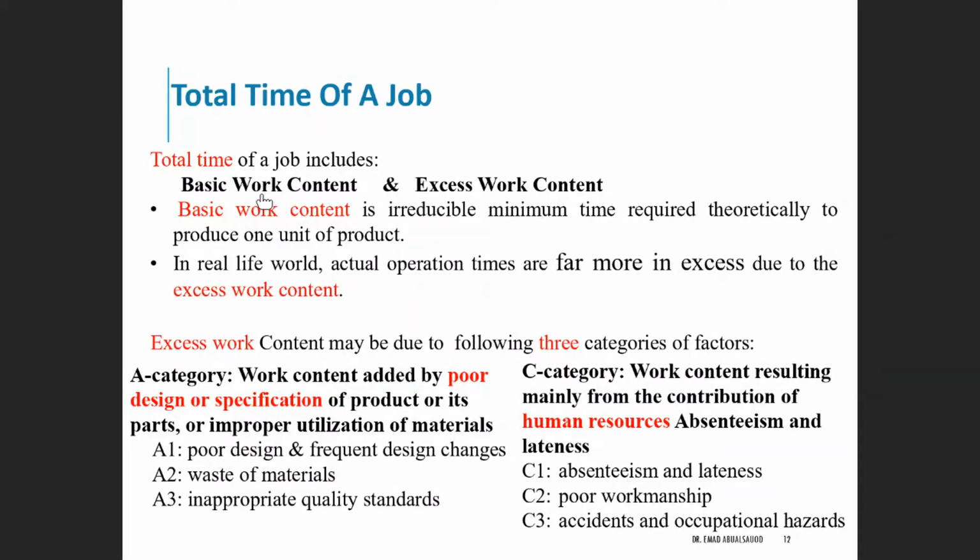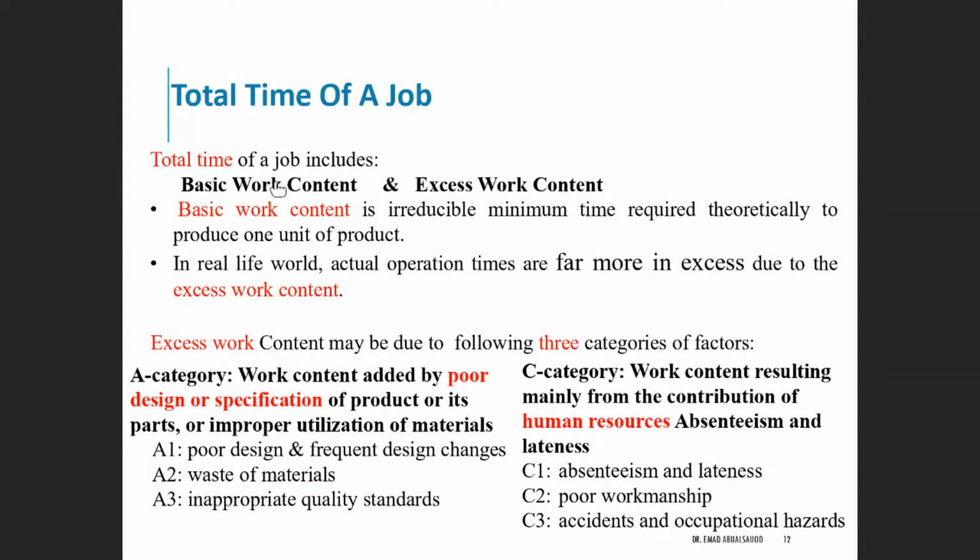Okay. The excess work content, usually in real life we have excess work content, and this is divided into different categories. It is the opposite of the basic work content. The excess work content is the extra time or extra work done that can be reduced. To understand more, let's look at the categories of the excess work content.